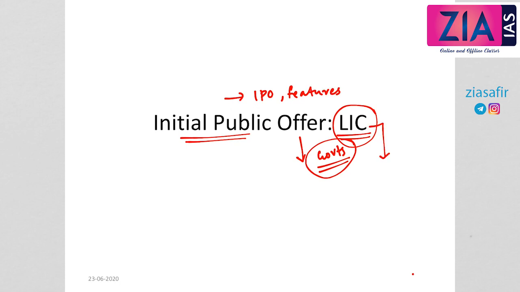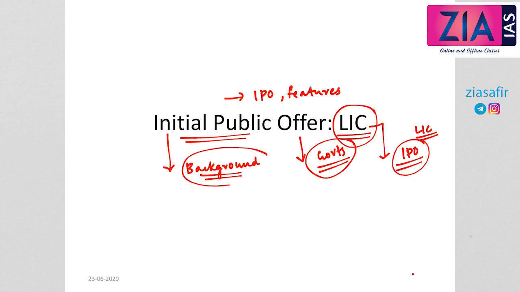Then we will be discussing the IPO or the initial public offer of LIC, what is the plan of the government. Then we will also see what is the background in which the initial public offer is issued in case of LIC. We will be analyzing this. We will see what are the merits of this decision. We will also see what are the issues related to this decision.